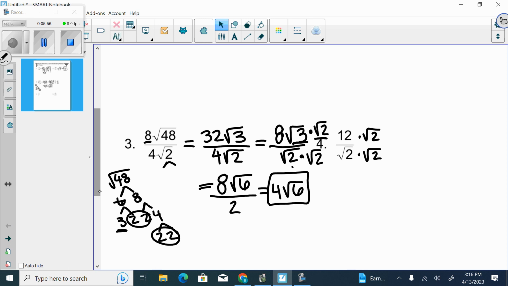All right. So the 12 is not in a square root and the 2 is. So I can't actually multiply them, right? That's like 12 times x. We just write them side by side. So 12 square root of 2.